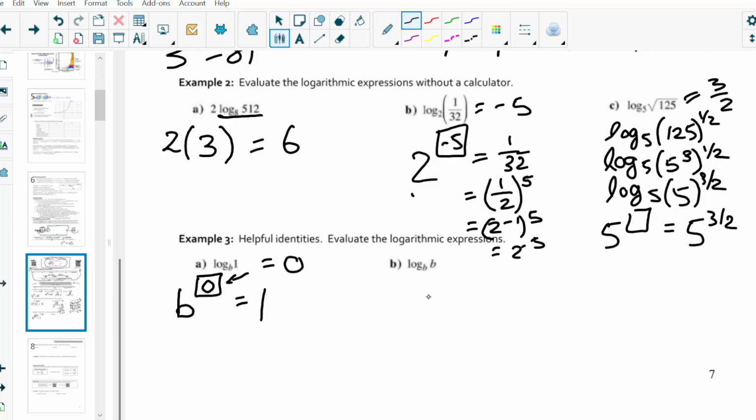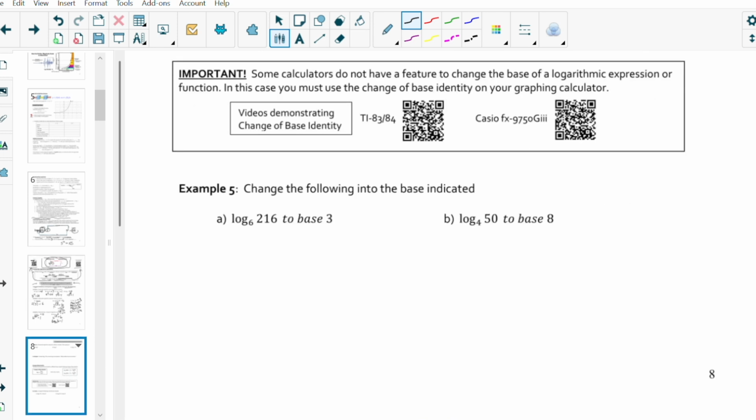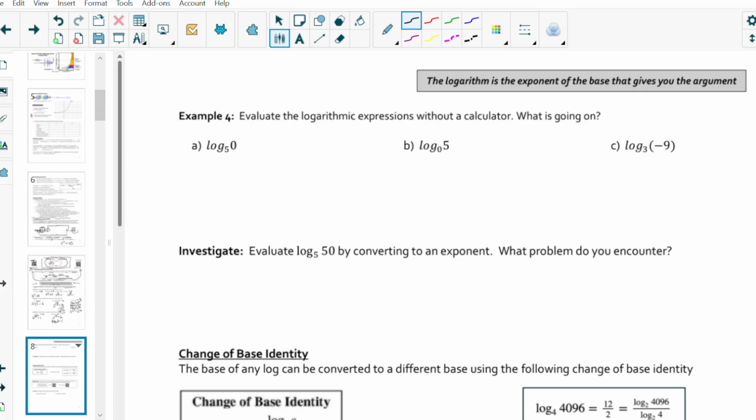So log base b of 1 equals 0. How about log base b of b? I take the base, apply an exponent, I'm going to get the argument. Well, what do I do here to get b? Well, that's just 1, folks. So log base b of b equals 1. Okay, so a couple of helpful identities. You see what's going on here. Next page.